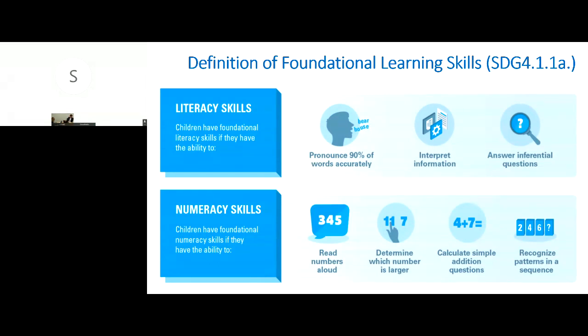And for numeracy, we have 4 types of questions. One is number recognition, just to read numbers. The second one is discrimination. Children need to tell which number is bigger, 11 or 7. The third one is addition. And the fourth one is pattern recognition: 2, 4, 6, and what's the next number, which is 8. Okay, can you go to the next slide, please?